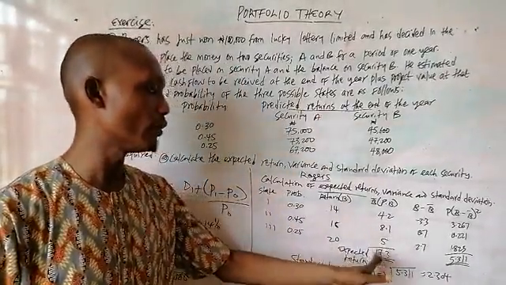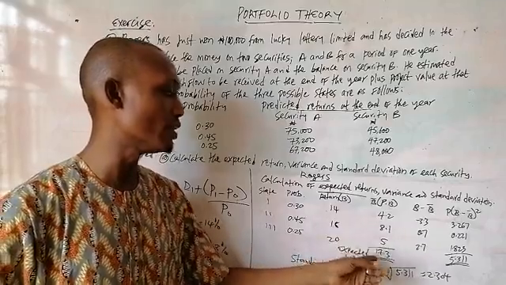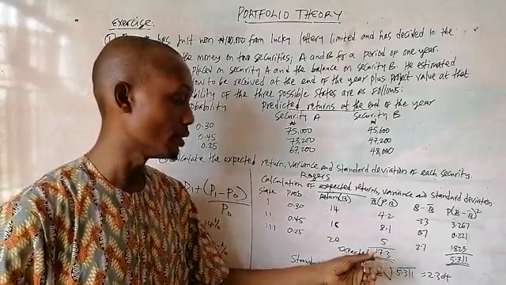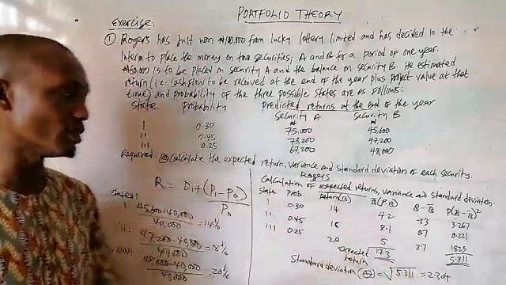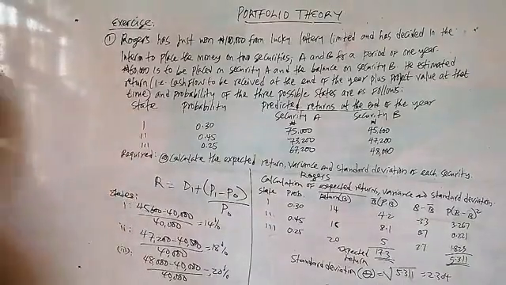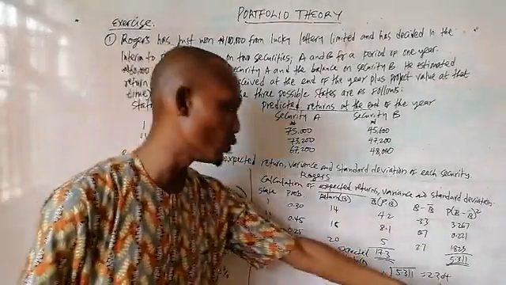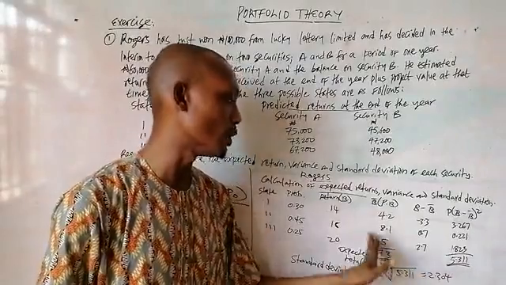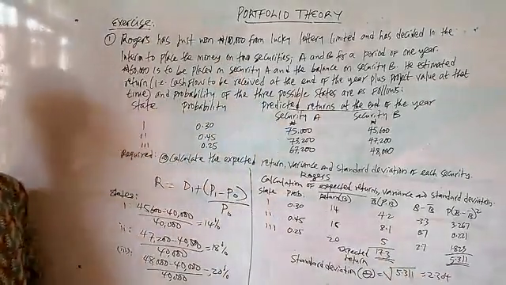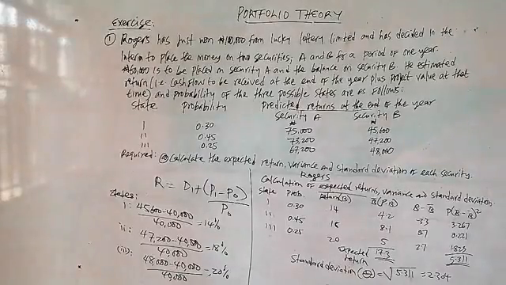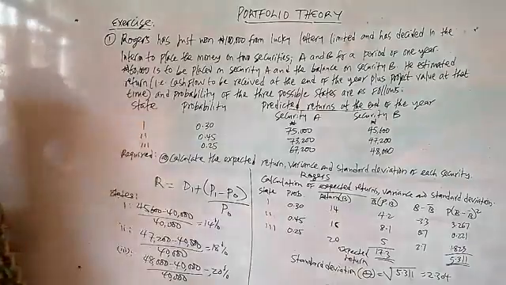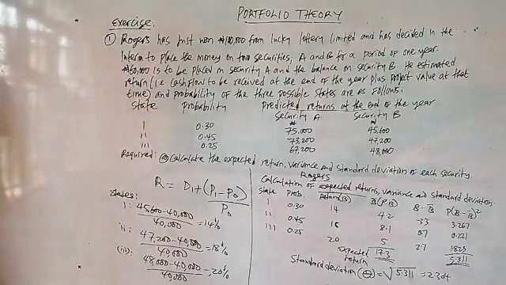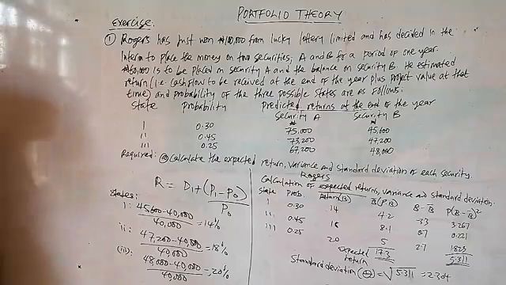So for security A here we have a return of 20.5 or thereabout, and we have a return of 17.3 for security B. So it tends to measure the relationship between the risk and the return from both securities. So in this portfolio, in this combination, this is what we are expected to compute.